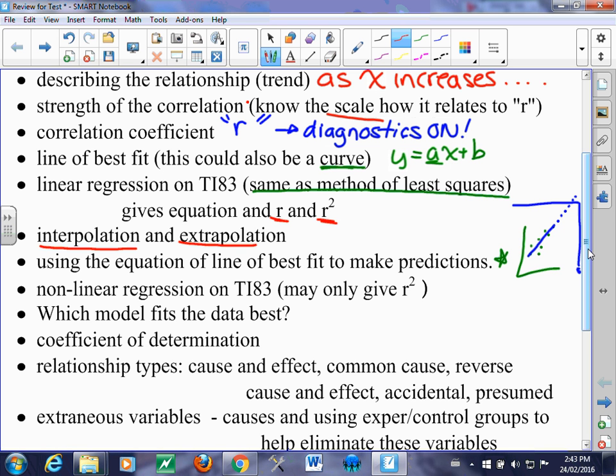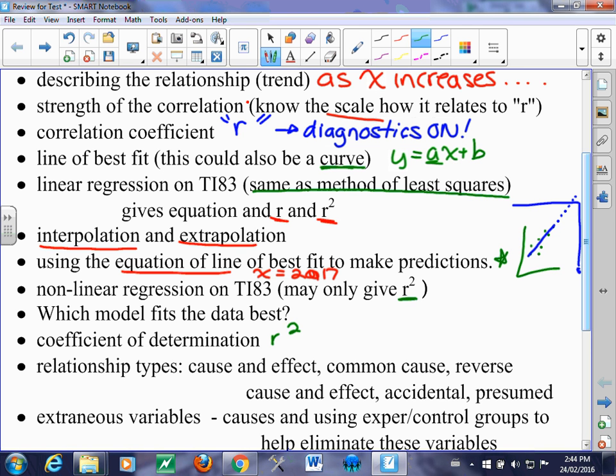So you can sub in an x value, sub in a y value. So if x equals the year 2017, like it did frequently in our notes, you would sub that in and find the y value. Non-linear regression on the TI-83 sometimes will give you an R value, but sometimes it gives you the R squared. And R squared is the coefficient of determination. Remember, that's a percentage, so make sure you know the definition between those two.